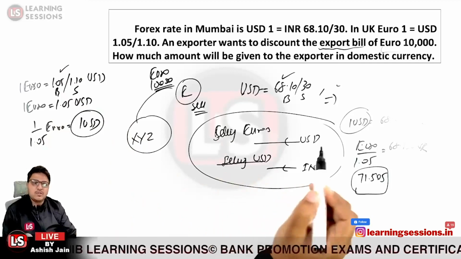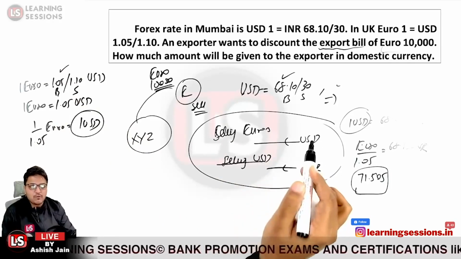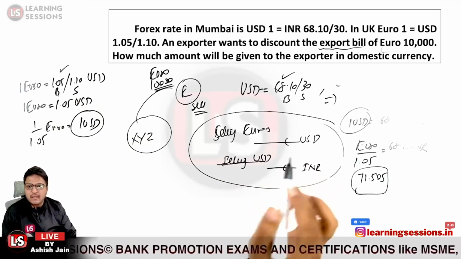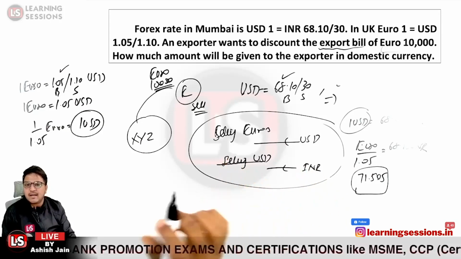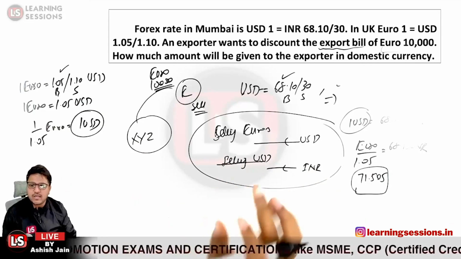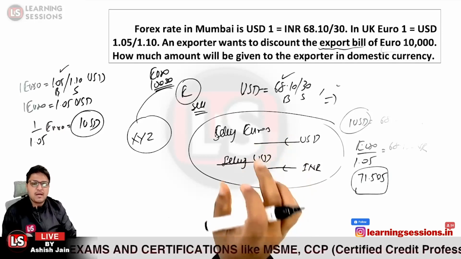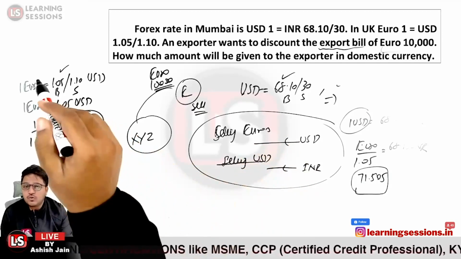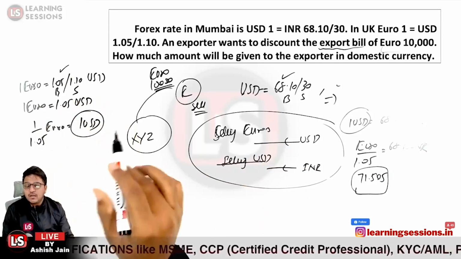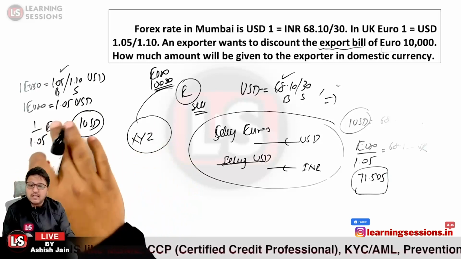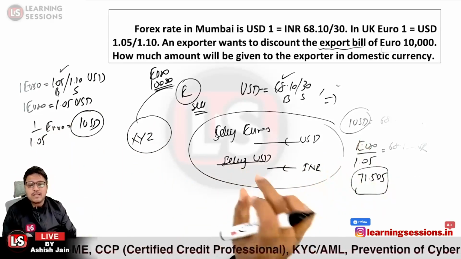Now he wants to sell the euros. At what price will he be able to sell the euros? At a price at which the market is ready to buy. He will be able to sell the euros at a price at which the market is ready to buy. So he can sell it for 1.05 USDs over there. That price we considered, and further he wants to sell the USDs now.